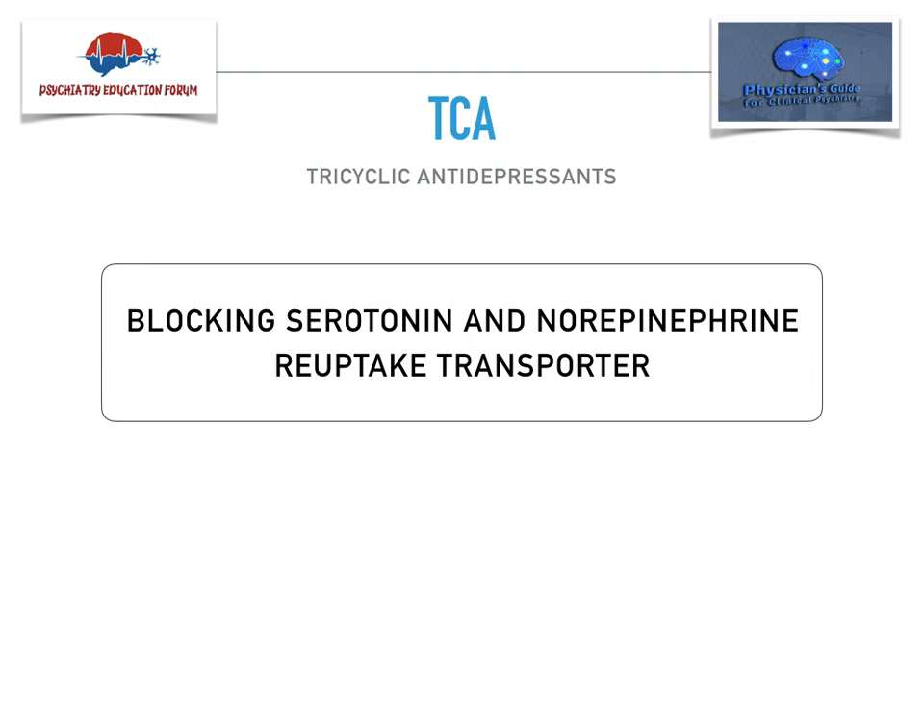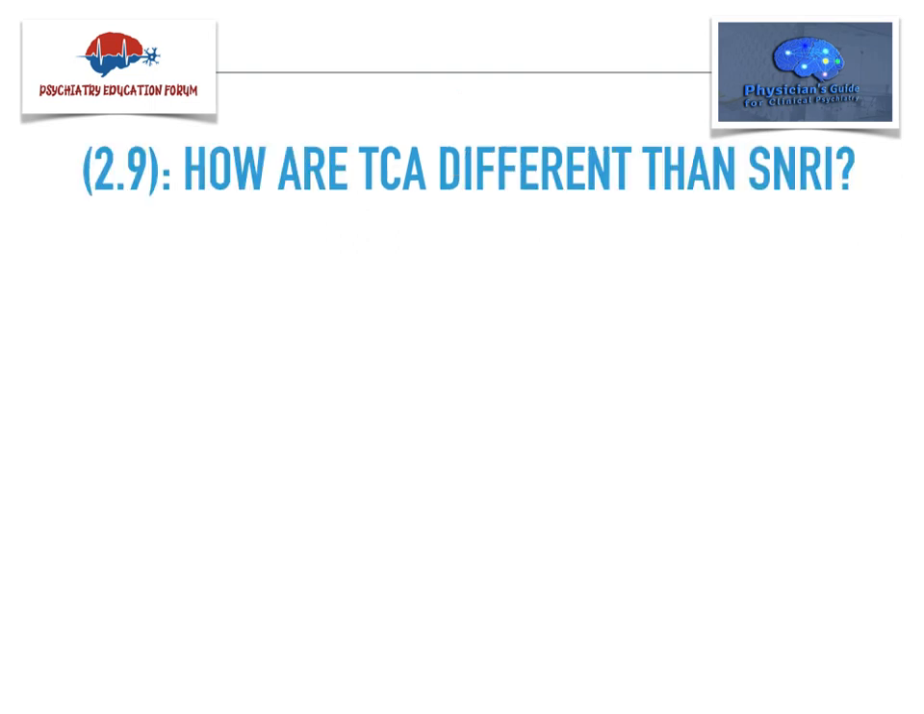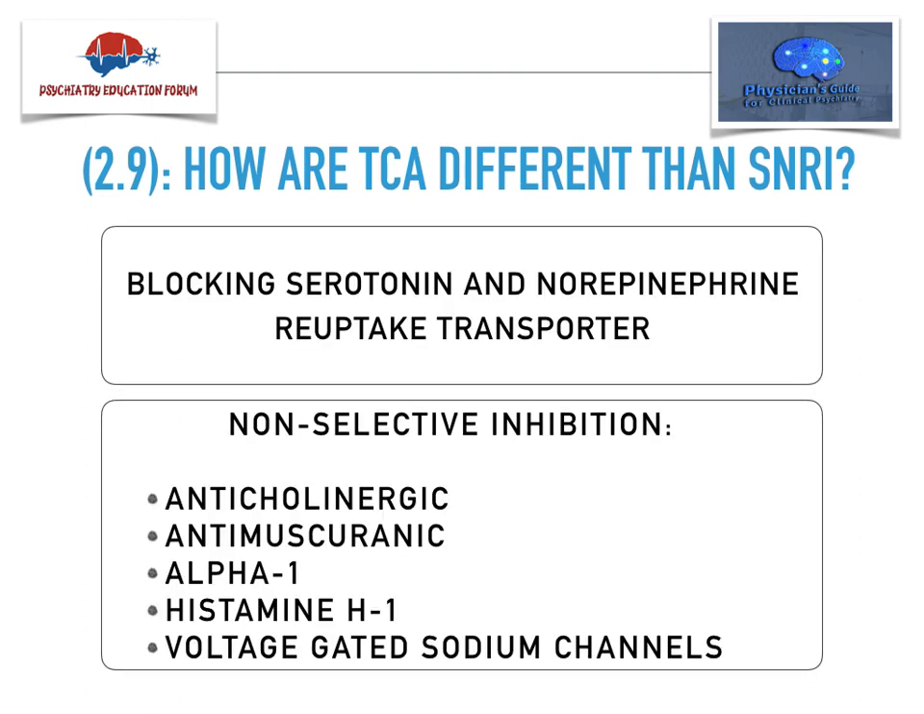Exactly. So that actually brings us to our next question, which is how are tricyclic antidepressants different from SNRIs? Well, the difference is in their receptor profile. Tricyclic antidepressants not only work on the serotonin and norepinephrine reuptake transporter, but they also work on other receptors. They are anticholinergic, antimuscarinic, alpha-1 and histamine H1 blockers, and also block voltage-gated sodium channels.